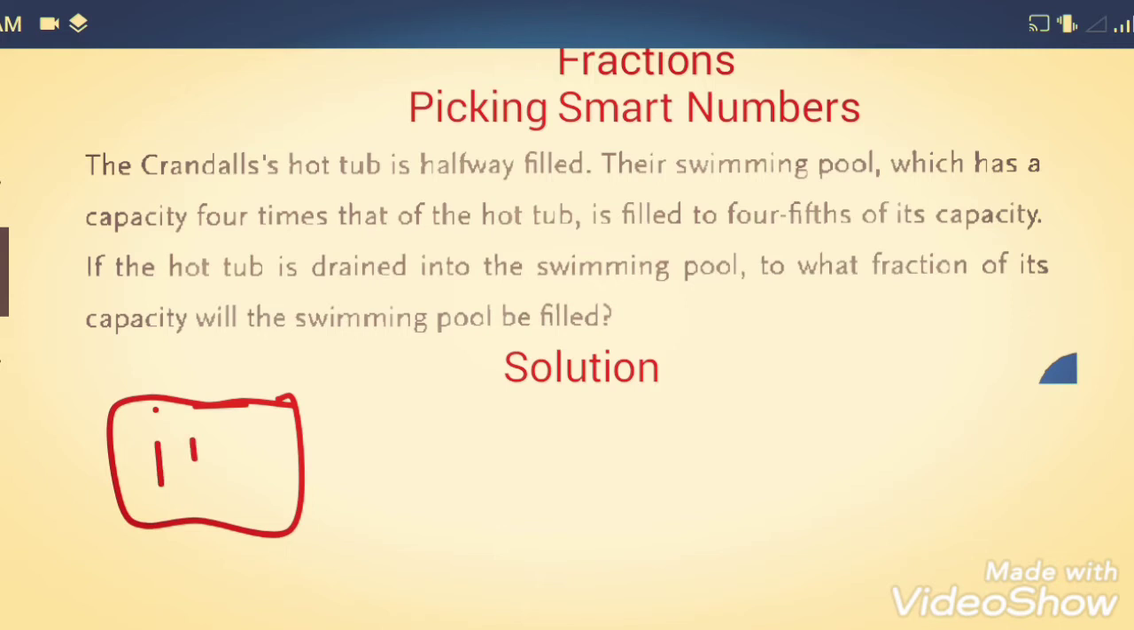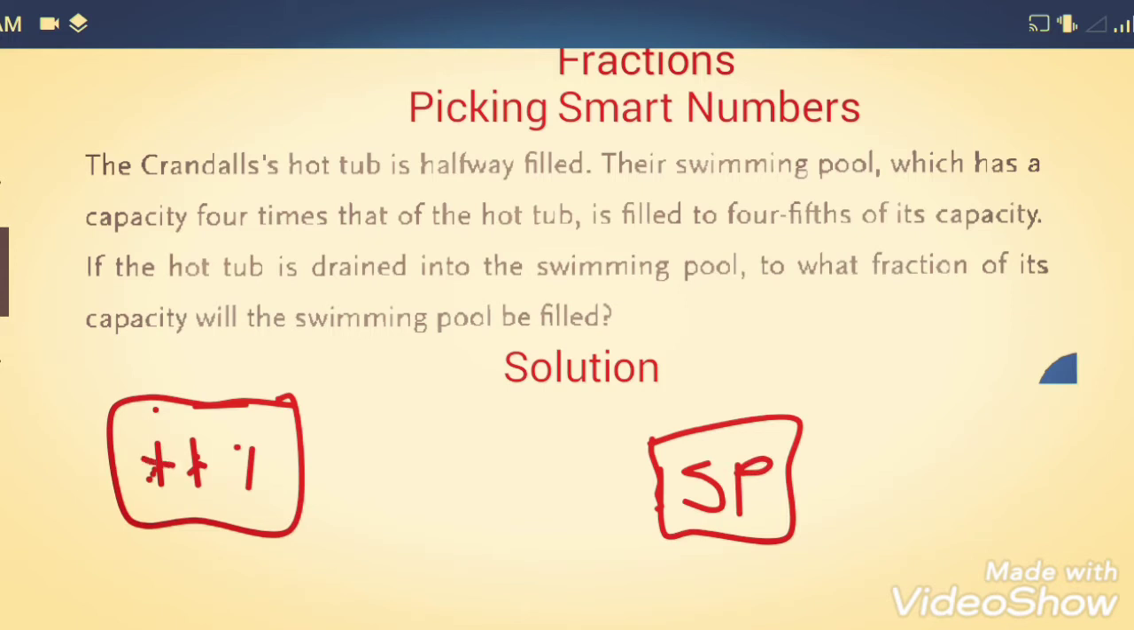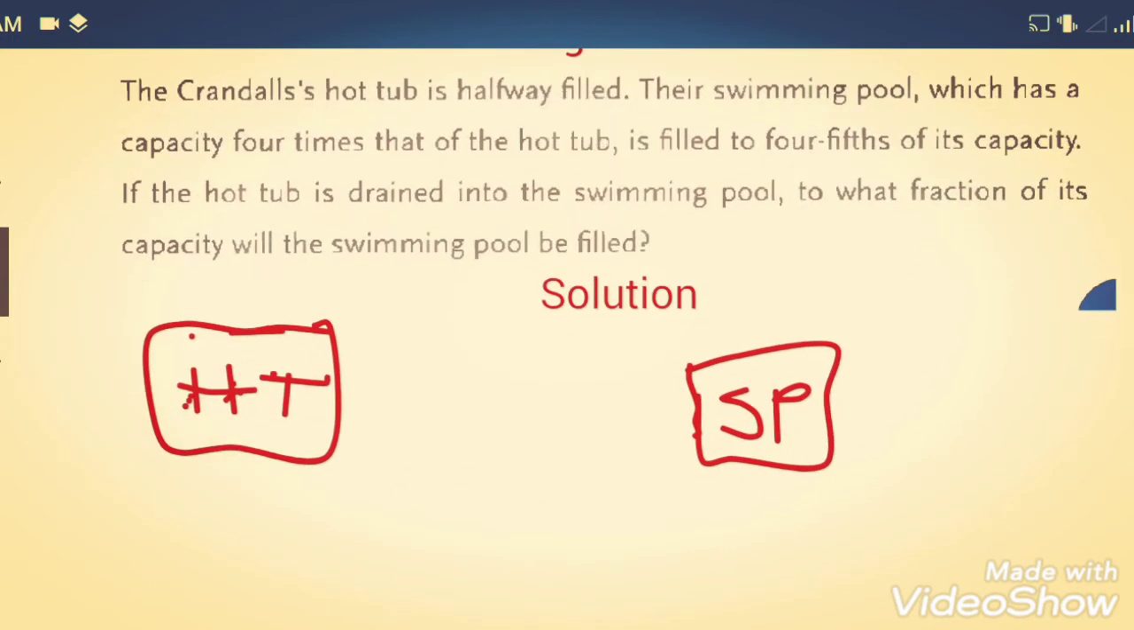So we're going to use this to represent the hot tub, and this to represent the swimming pool. So this is the hot tub. Okay, so from here let's call the volume of the hot tub 1 because it's full. Then the capacity, that's the part that is being filled, is half, so that's 1/2.